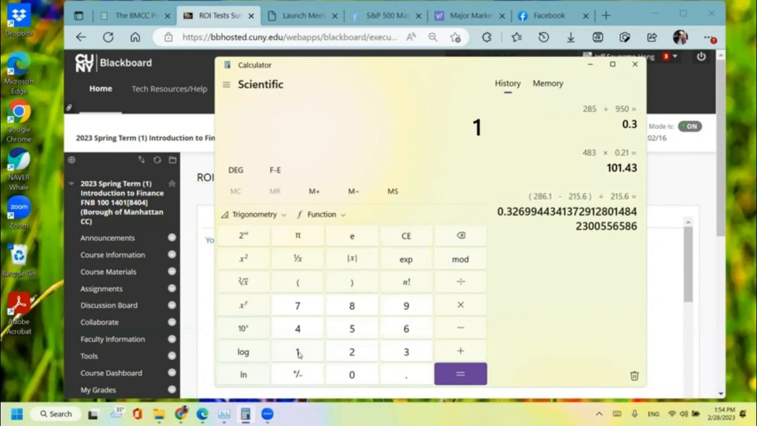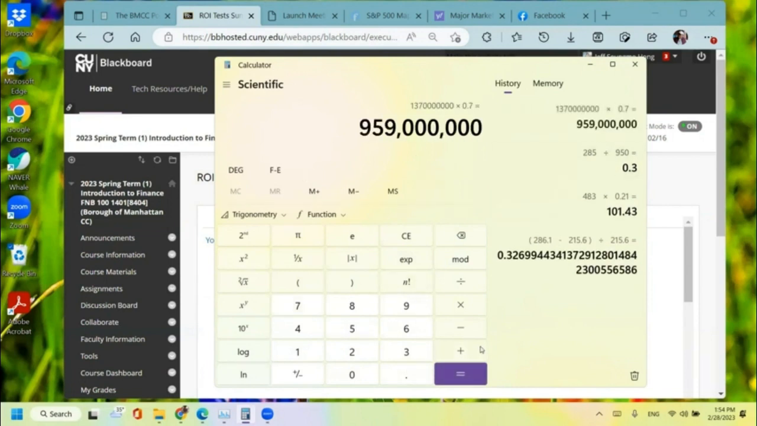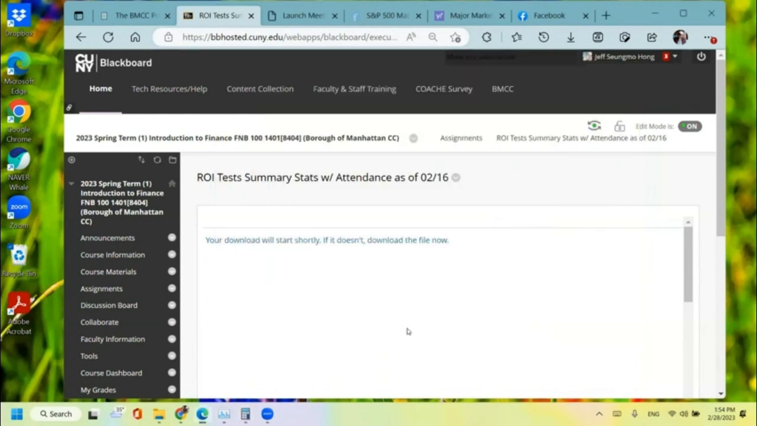Okay. So 1, 3, 7, 0, 0, 0, 0, 0, 0. Everything is in millions, right? Yeah, correct. And times 0.7. This is your taxable income. Times 0.21. This is your tax liability. Right? So you calculate it this way.